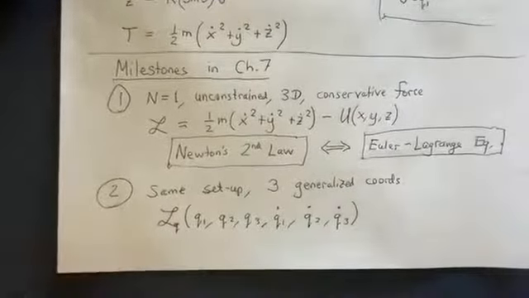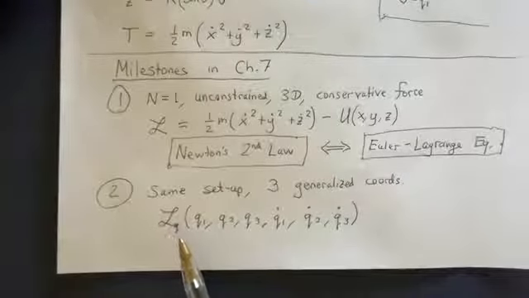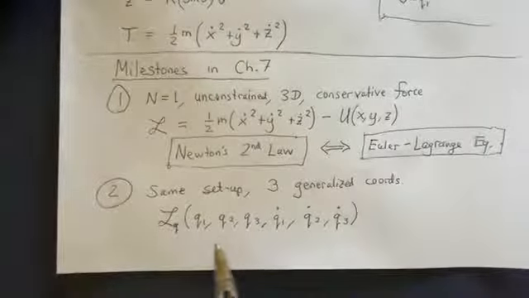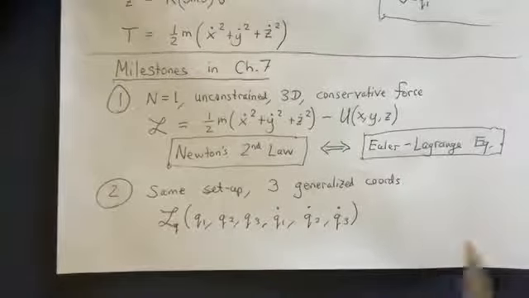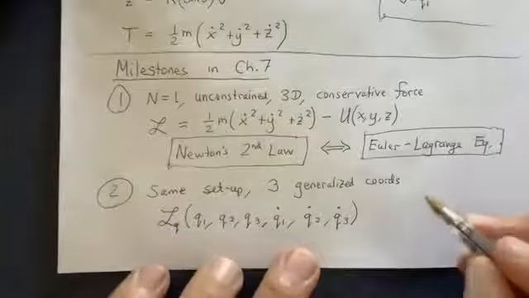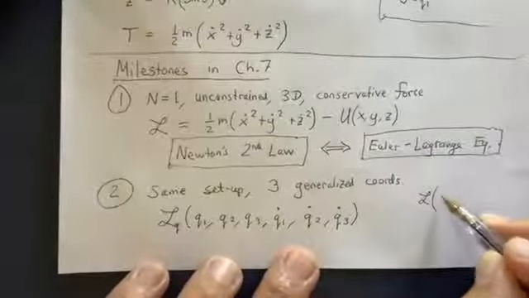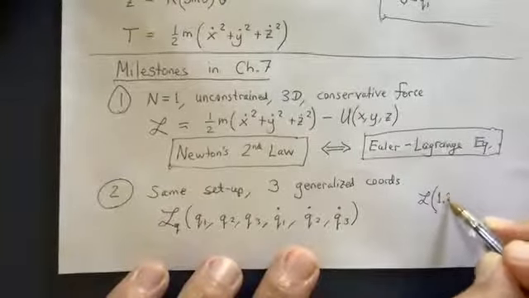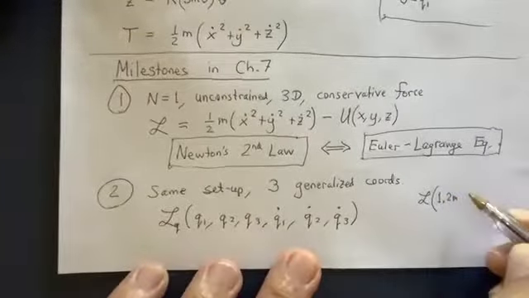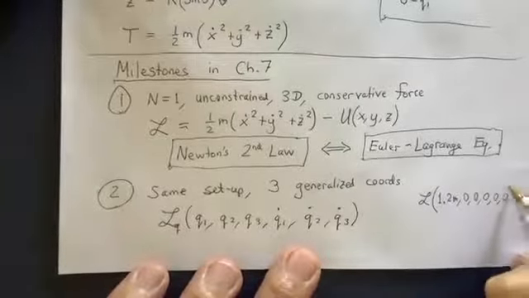All right. Sometimes people dispense with this subscript. It really is necessary to give the function a different name because it's a different function. For example, suppose you were using spherical coordinates, and then the question would be, what is the Lagrangian of some number, say 1.2 meters, that's a distance, comma, zero, comma, zero, comma, zero, comma, zero, comma, zero.